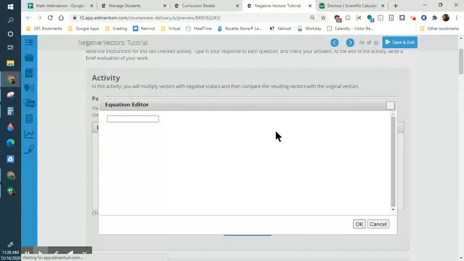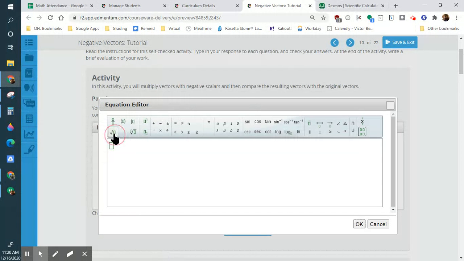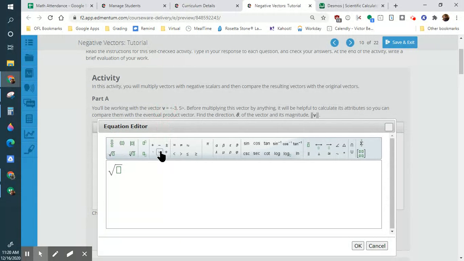So we are going to do the square root of -3 up for the exponent, plus 5. I guess I don't need parentheses. 5 squared. This is going to equal the square root of 9 plus 25, which is equal to the square root of 34. I'm just going to leave it at the square root of 34.